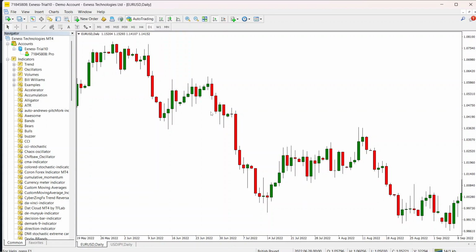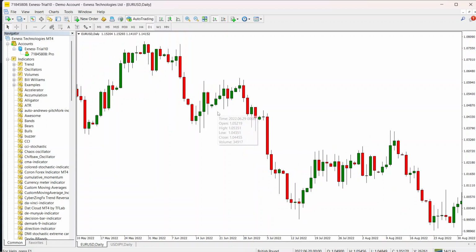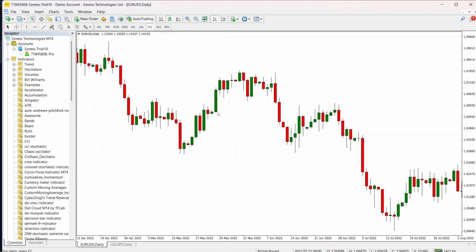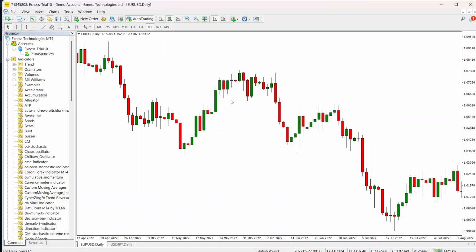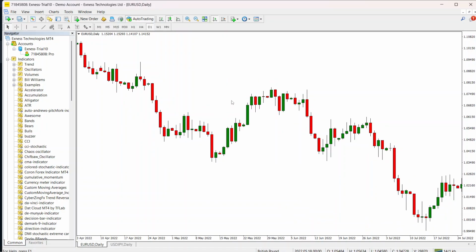Hello traders. In this video, we're looking at the best price action indicators for MT4 and MT5 that you already have built into the platforms. I'll focus on the classic tools like moving averages, RSI, volume, and candlestick features that support clean price action trading without overloading your charts. Let's start with the moving average.